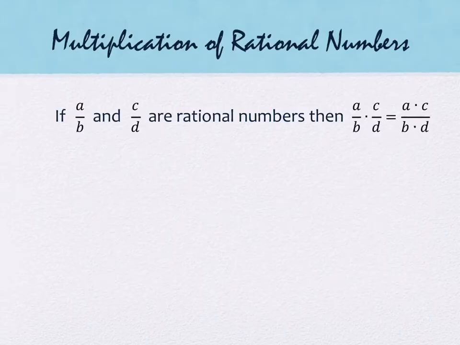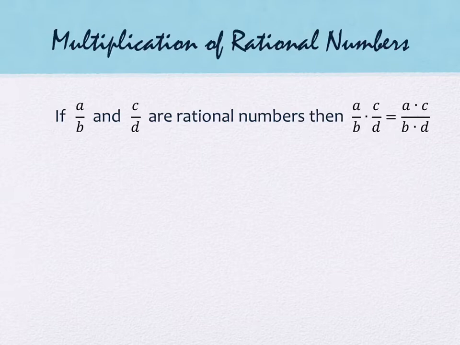So to start with, multiplication of rational numbers. If a over b and c over d are rational numbers, then a over b times c over d is a times c over b times d. It's what we wish were true with addition and subtraction, right? Man, do we wish it. Multiply across, multiply across.